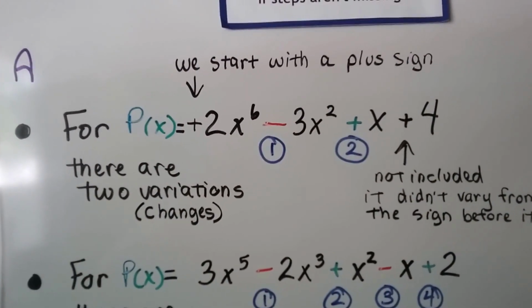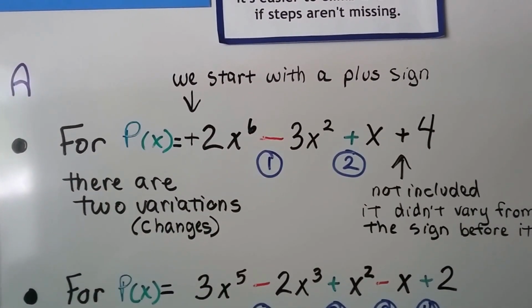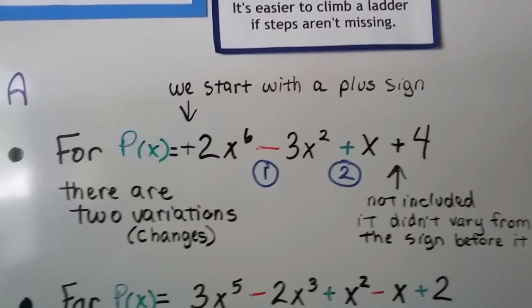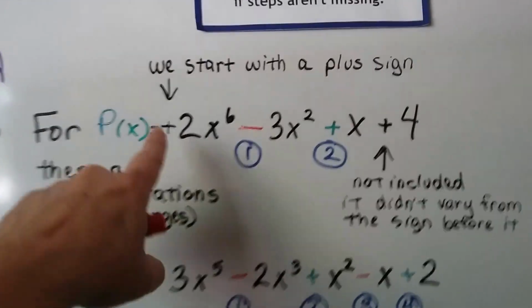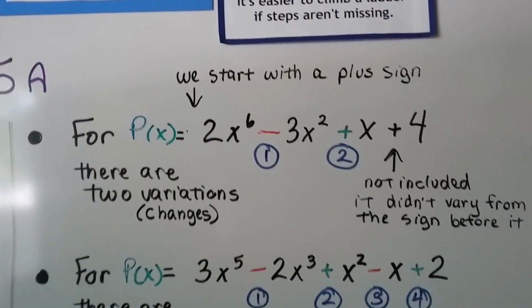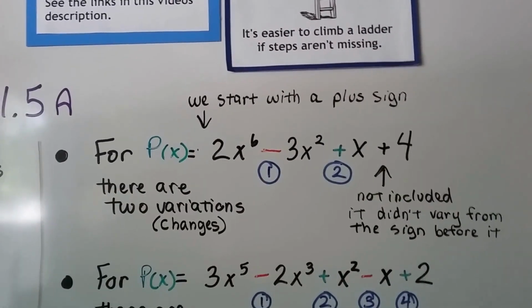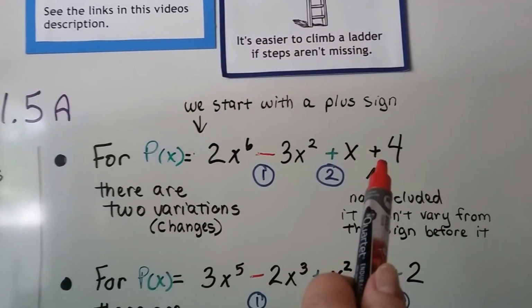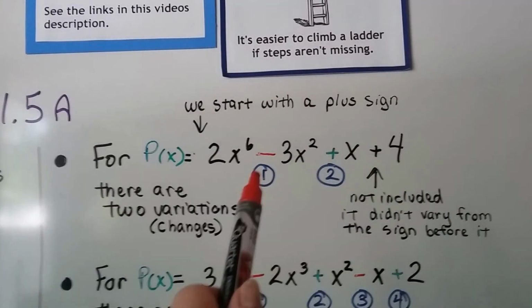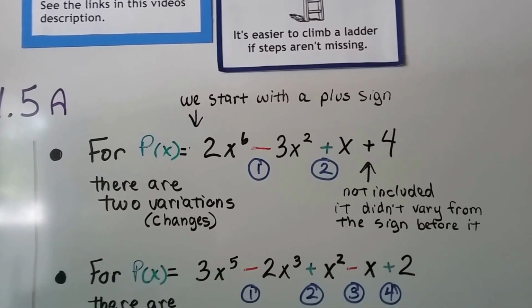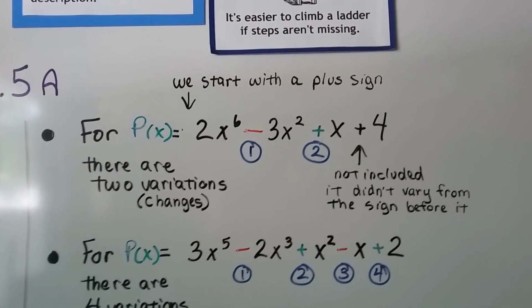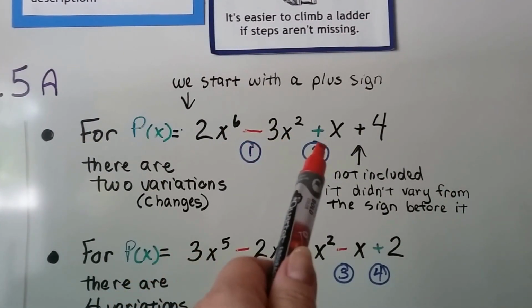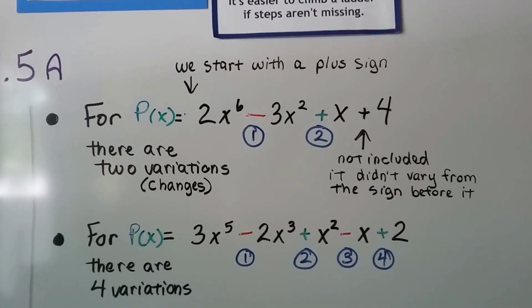I'll show you. So take a look at this first polynomial for p of x. We've got 2x to the 6 minus 3x squared plus x plus 4. We're going to start with the plus sign in the very front here. You have to remember there's a plus sign there. You won't see it written, but it's there. So we're starting with a positive. It changes to a negative, then it changes to a positive, and then it stays positive. So we have two variations, two changes. That one's not included because it didn't change from the sign before it. It stayed a plus. So we have two variations of sign.